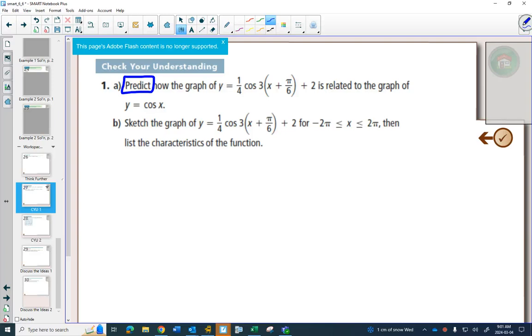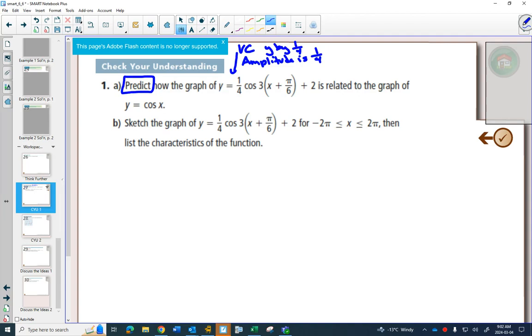So we'll just do a quick label of everything, and we'll label it with 2 things. We'll go back to transformations and say what it is, and then we'll use how that relates to our new shortcuts. So for example, the 1/4 right here, in transformations, that would be a vertical compression. You would multiply your y value by 1/4. In our new unit, we would be able to say that that A value affects our amplitude. Our amplitude is 1/4.